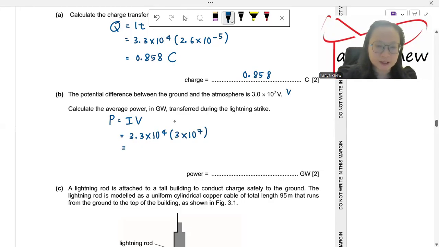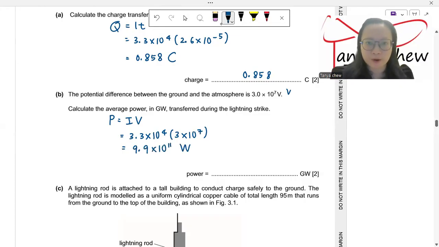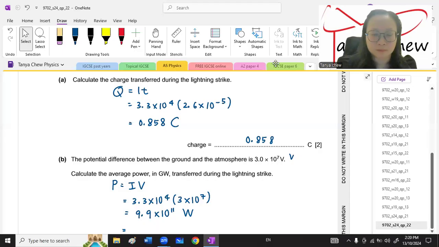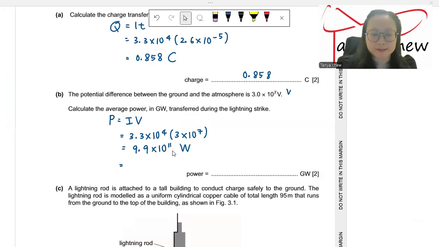The answer is 9.9 times 10 to the power 11 watt. But hey, remember, the question wants us to change it to giga. Giga is 10 to the power of 9. So you have to move it to the front, right? Okay, hold on, this is 10 to the power of 11. So giga is 10 to the power of 9, so do I move it to the front or to the back?